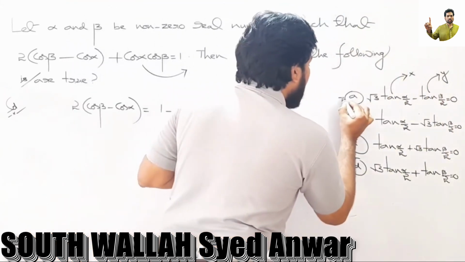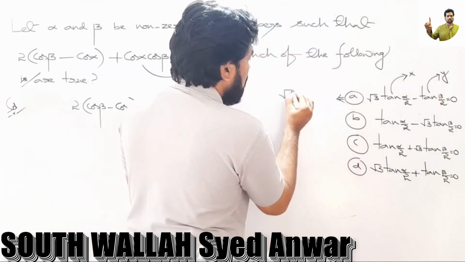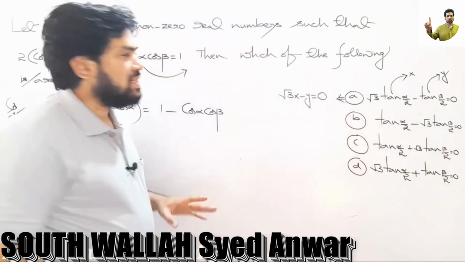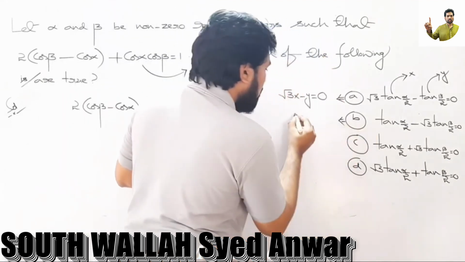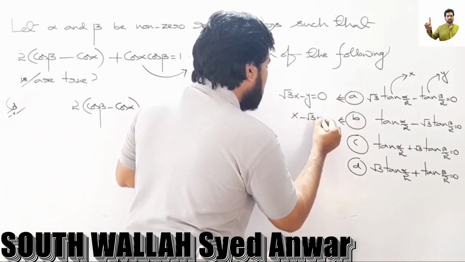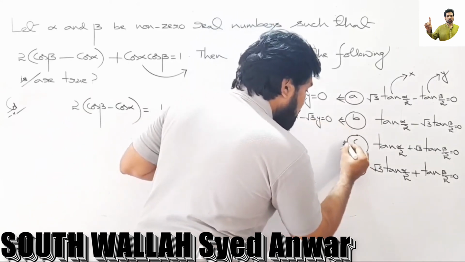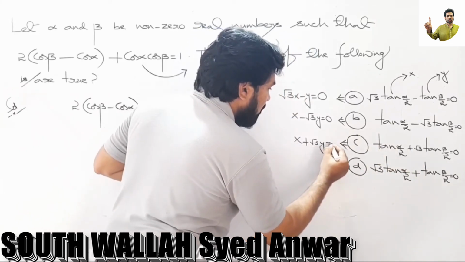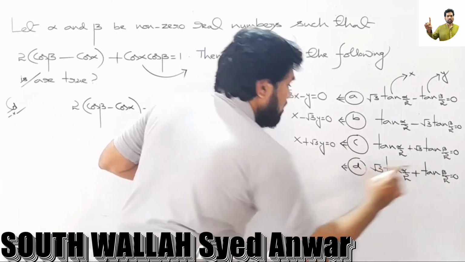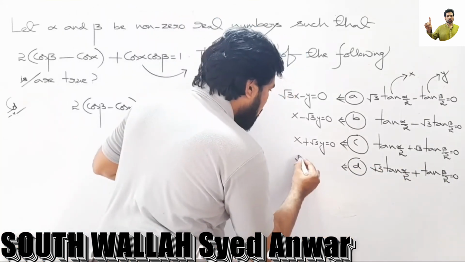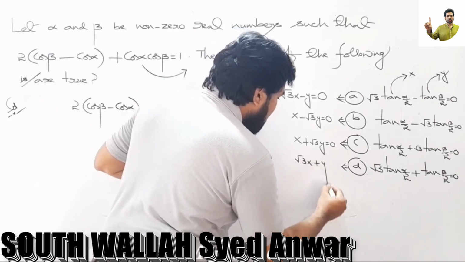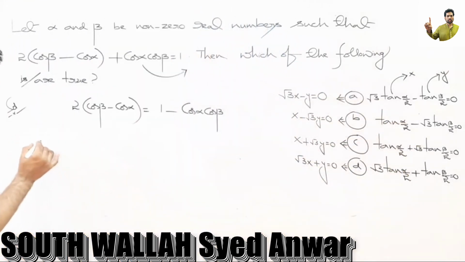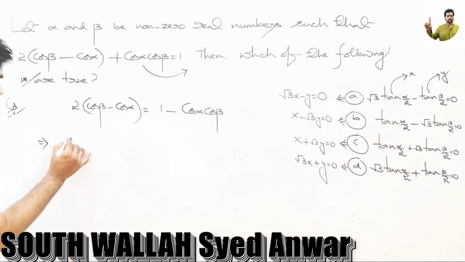Then the first option is going to become root 3 x minus y is equal to 0. Second option is going to become x minus root 3 y is equal to 0. Third option will be x plus root 3 y is equal to 0. And last but not the least, fourth option will be root 3 x plus y is equal to 0. So for my convenience, I have changed the options like that. Now come to the question here. This implies here 2 times.